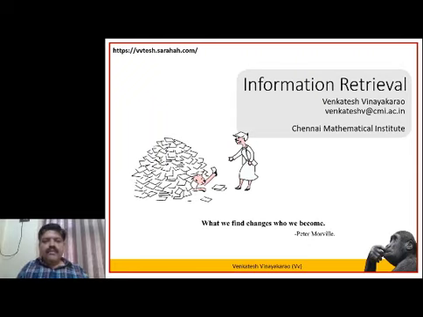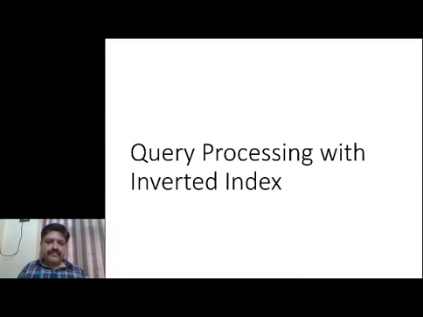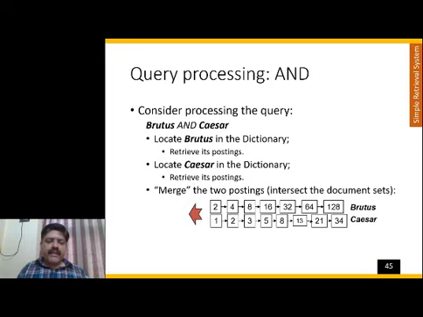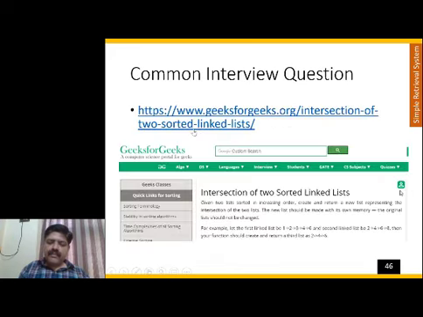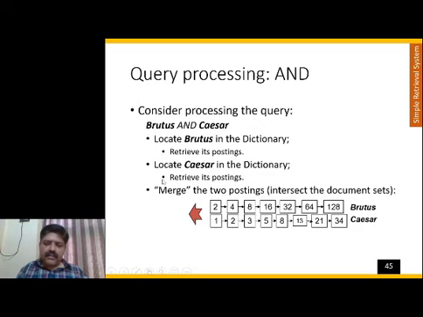Today let's discuss how to use the inverted index for query processing. So let's go back to our example query where we had Brutus and Caesar and not Calpurnia. Now the query has two terms here, let's say Brutus and Caesar. So let's first see how to handle the AND part of this query.